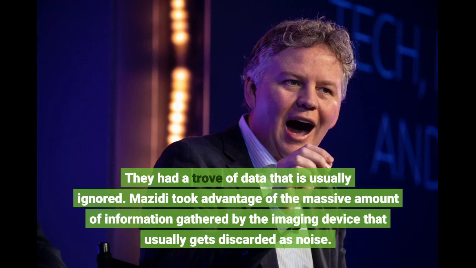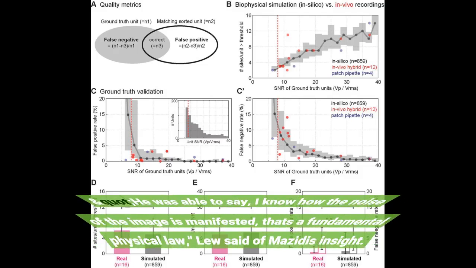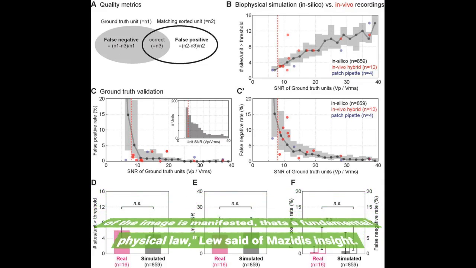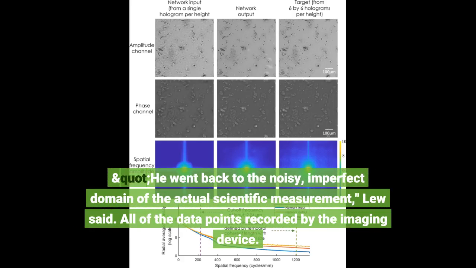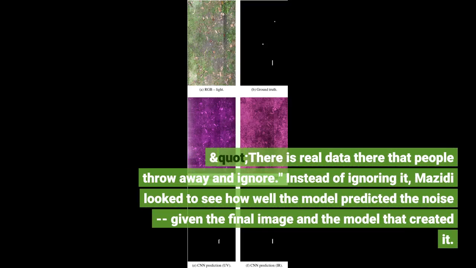Mazidi took advantage of the massive amount of information gathered by the imaging device that usually gets discarded as noise. The distribution of noise is something the researchers can use as ground truth because it conforms to specific laws of physics. He was able to say, I know how the noise of the image is manifested, that's a fundamental physical law, Lew said of Mazidi's insight. He went back to the noisy, imperfect domain of the actual scientific measurement, Lew said. All of the data points recorded by the imaging device. There is real data there that people throw away and ignore.